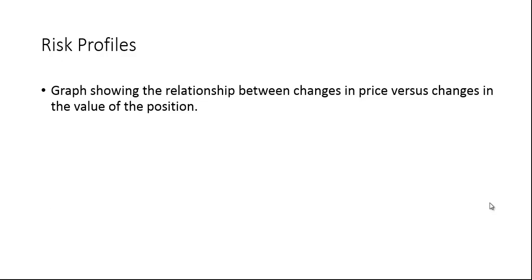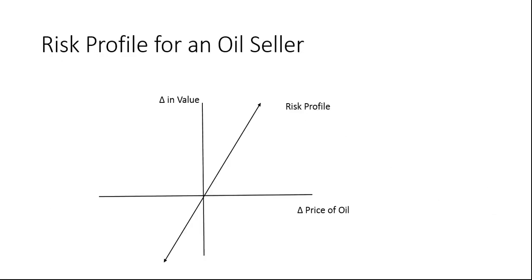And this is basically just a graph showing the relationship between changes in price versus changes in the value of the position. So here's the case of the risk profile for an oil seller. As the price of oil increases, the oil seller gets a higher price and the value increases, right? The value of that oil increases. As the price of oil goes down, moving to the left, the oil seller receives less money, right? And the value goes down.